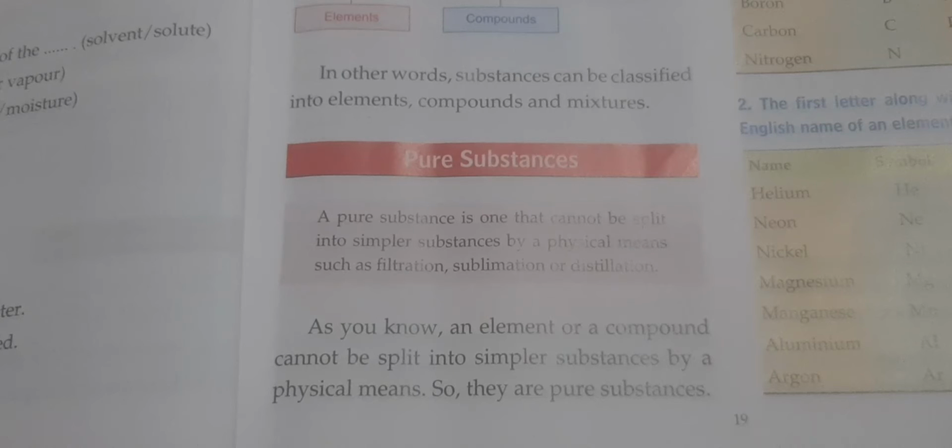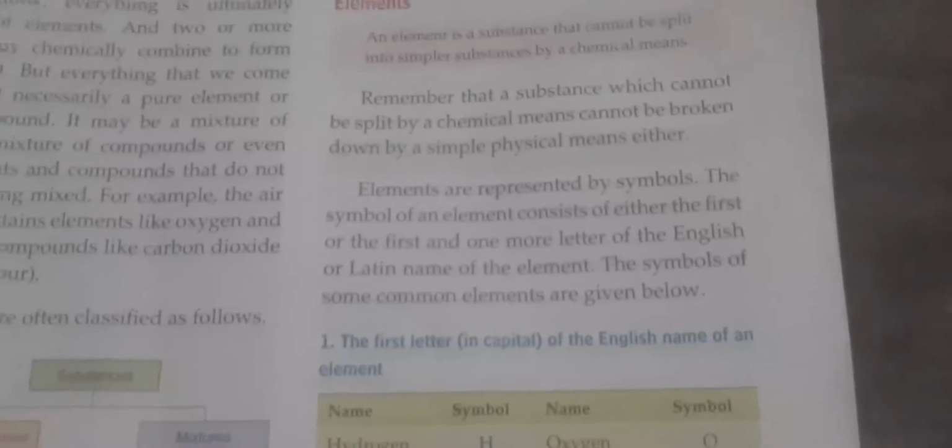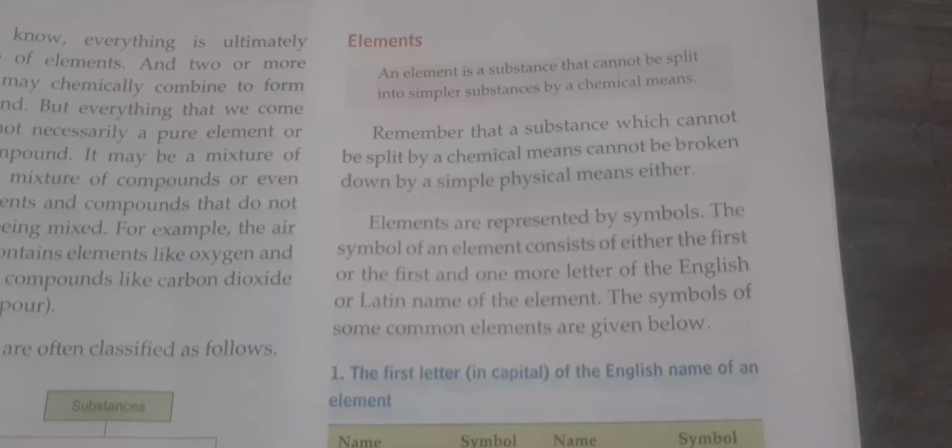Now, what are pure substances? Substances which cannot be split further into smaller ones by any physical means, we call them pure substances. Elements and compounds are pure substances. Now, what are elements? Elements are those substances which cannot be split into simpler substances by chemical means. You cannot break an element into smaller ones because they are ultimately the smallest ones.